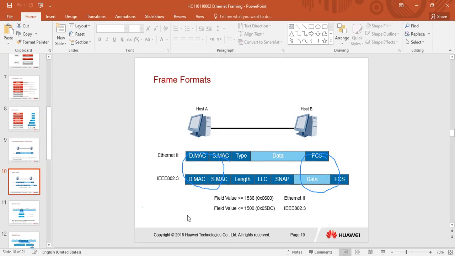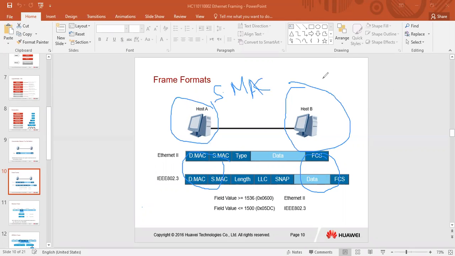while in IEEE 802.3, the header is composed of destination MAC address, and similarly source MAC address. Okay, suppose what is destination and what is your source. Suppose this is called your source MAC address, and it is called your destination MAC address.